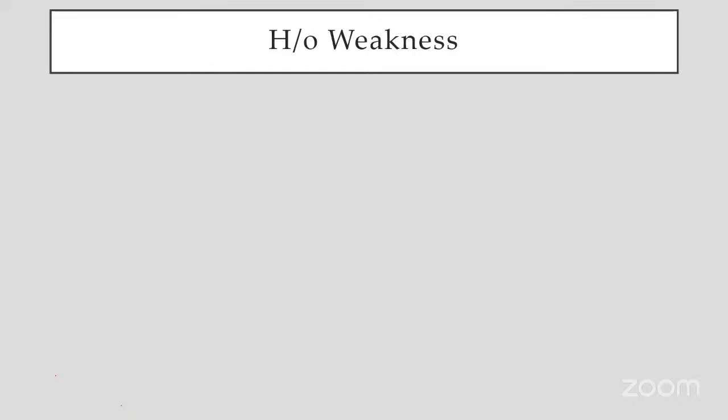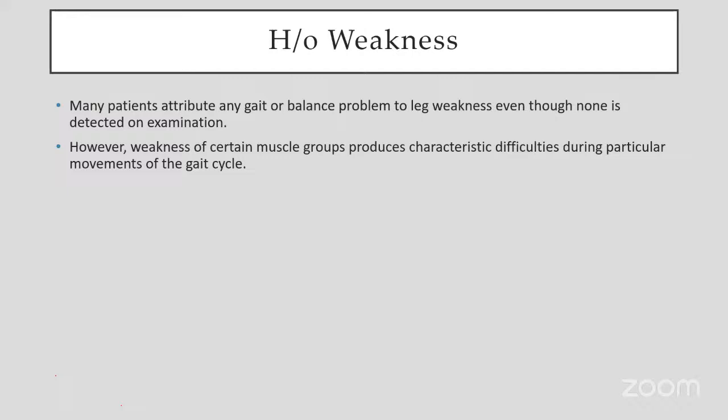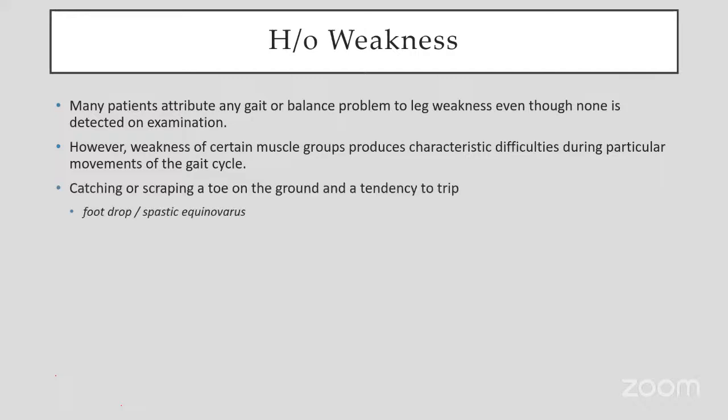So the first symptom in history I would like to cover is weakness. Many patients attribute any gait or balance problem to leg weakness, even though none is detected on examination. However, weakness of certain muscle groups produces characteristic difficulties during particular movements of the gait cycle. For example, the patient may complain of catching or scraping a toe on the ground and a tendency to trip, which favors foot drop or spastic equinovarus found in paraplegia and hemiplegia.